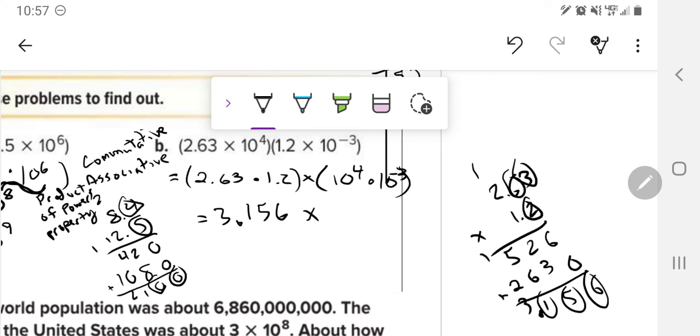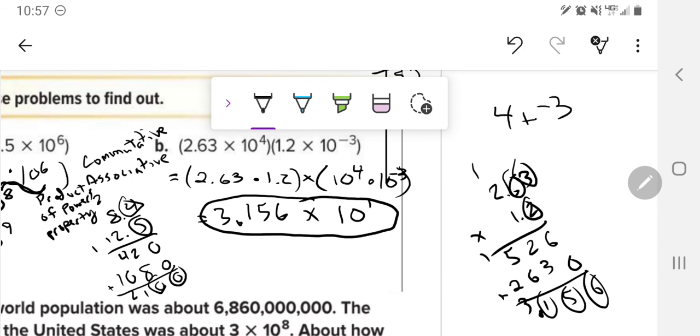I'm kind of excited about that because it's already between 1 and 10. Woohoo! All right, now I got to do 4 plus negative 3. 4 plus negative 3, I get 1, value of 1. And I am all set. That's a nice one. I don't have that final step because this number here is already between 1 and 10.